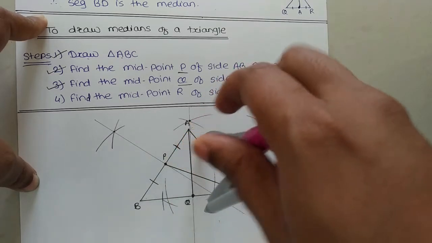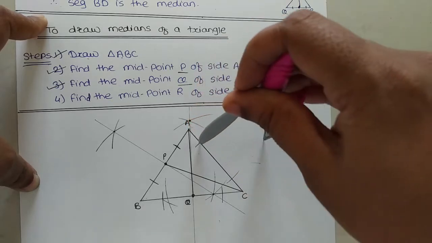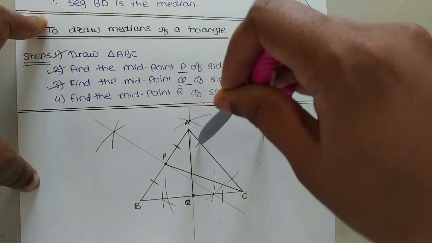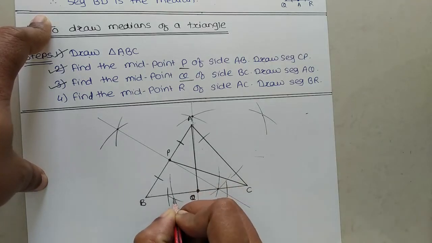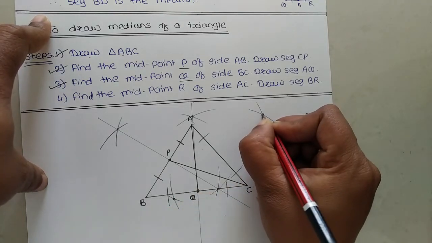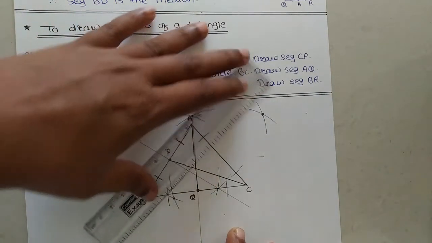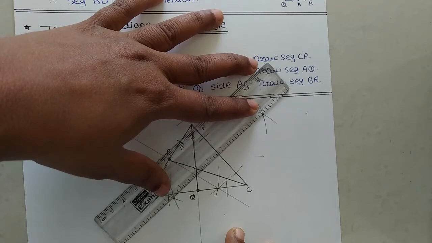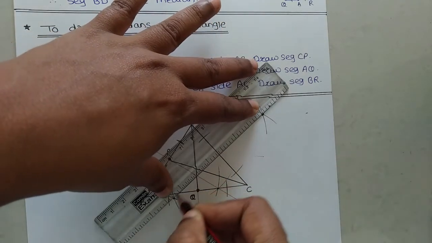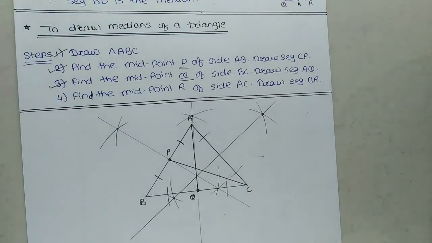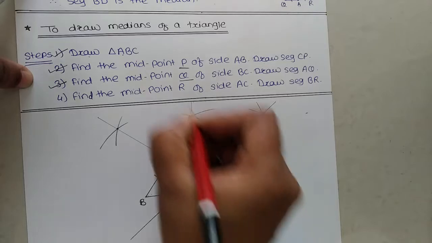Cross this and cross this. Okay, so we have to get the 2 points. This one is the first, this one is the second. Okay, and then draw the line. Okay, and then this point is called as the midpoint of AC, which is named as R.